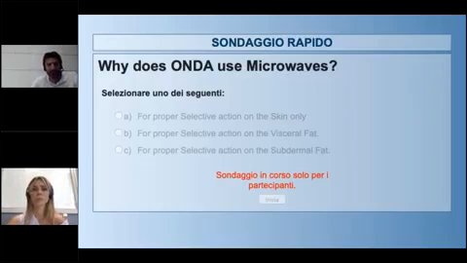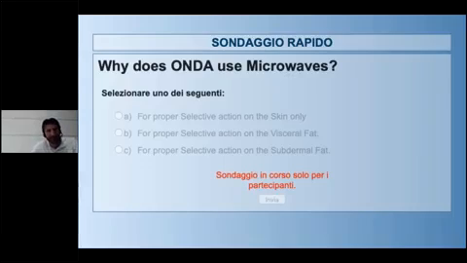Why does Onda use microwaves? We have 3 answers: for proper selective action of skin only, for proper selective action on the visceral fat, for proper selective action on the subdermal fat. Let's see the answer. Well, I have to congratulate our speaker because the majority of our audience has been clicking on the answer labeled C, for proper selective action on the subdermal fat.